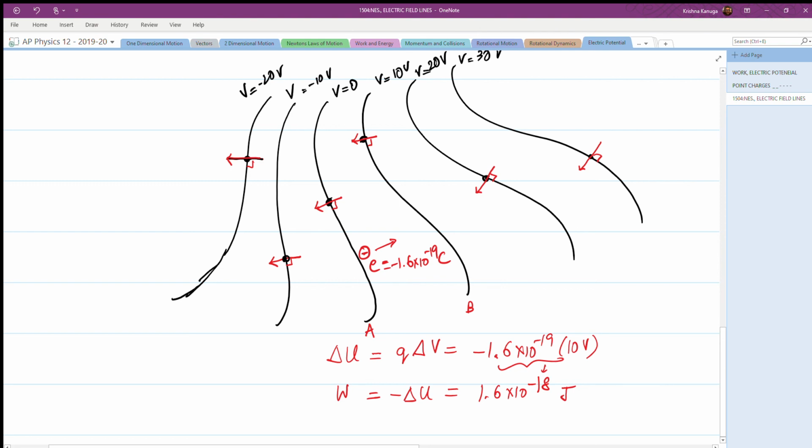A lot of these basic things could be done with these equipotential lines, and I hope that you've understood what's going on in this case.